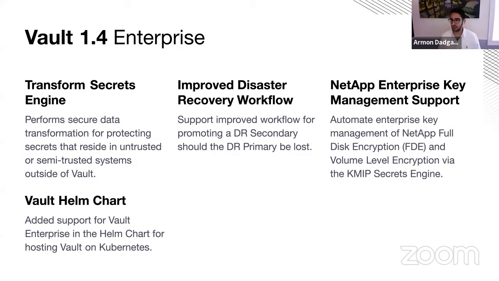and the access tokens that you need to be able to have access to the system should you lose your primary. There's better integrations now. So for NetApp Enterprise, we support using Vault as a key management backend for that, as well as Vault Enterprise can be deployed through the Helm charts officially as well, right? The other big one is the transformation secret engine, right?